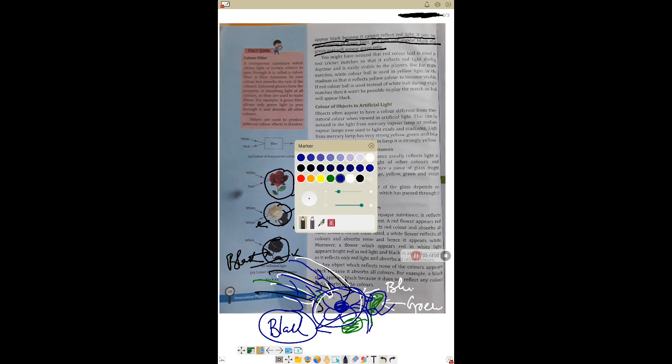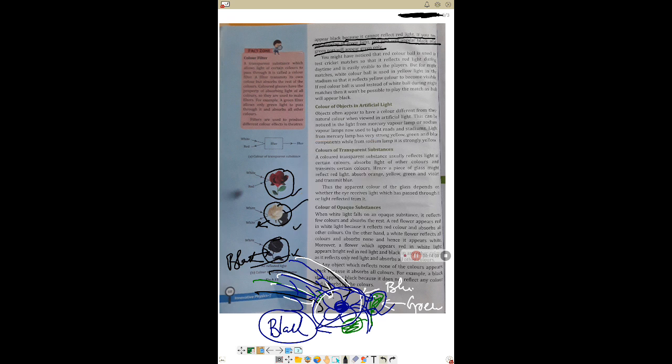So what I'm trying to say here is that the color of an object actually depends on the reflection of light, or you can say what color of light it is being reflected. Understand? So you might have noticed that a red color ball is used in test cricket matches so that it reflects red light during daytime and is easily visible to the players. But for night matches, a white color ball is used under yellow light in the stadium so that it reflects yellow color to become visible. So that is the logic behind using the red color ball in cricket in the daytime and the white color ball, okay, in the night.